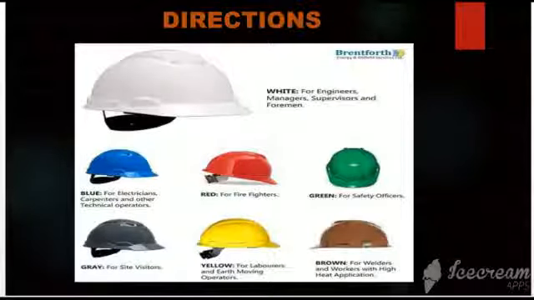So these are different types of helmets you will see on a good construction site. Basically, white is for engineers, managers, supervisors and foremen. Red is for firefighters. Blue stands for electricians, carpenters and other technical operators. Green for safety operators. Gray for site visitors. Yellow for laborers and earth moving operators. And brown for welders and workers with high heat application.